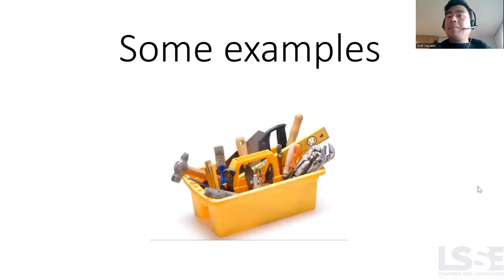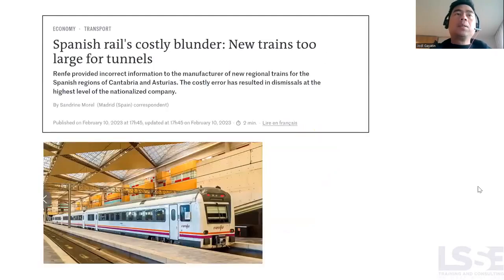I'll provide you some examples of these tools, and I will relate them to some everyday occurrences or some of the news that came about. So, for example, this one. The Spanish rail had a costly blunder recently because they designed new trains that were too large for their tunnels. When I first saw this news, I said, "Oh, there's a Six Sigma tool that could have been used here that could have prevented this problem."